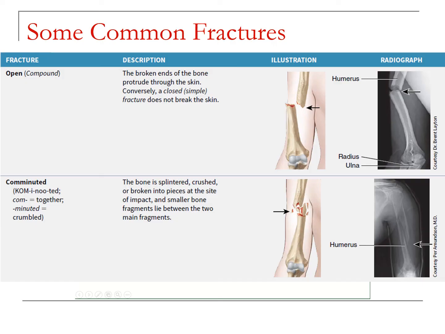Comminuted or crumbled type of fracture: the bone is splintered, crushed, or broken into pieces at the site of impact, and smaller bone fragments lie between the two main fragments. So there are crushed or broken smaller bones in between the bones being broken. This is comminuted.